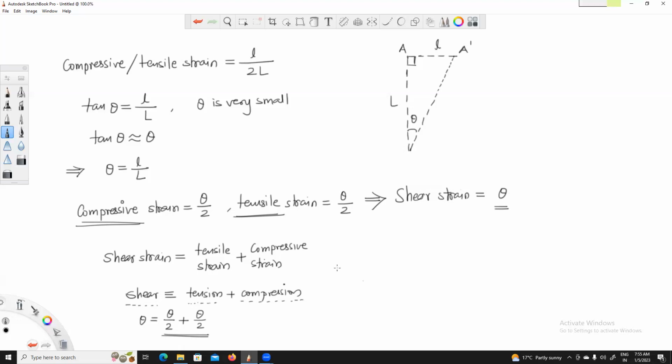That's why we can conclude from this that shear is equivalent of extension and compression. And vice versa also, you can say that if your object is under extension and compression simultaneously, you can conclude that it is going to be under shear. So this is valid for solid objects.